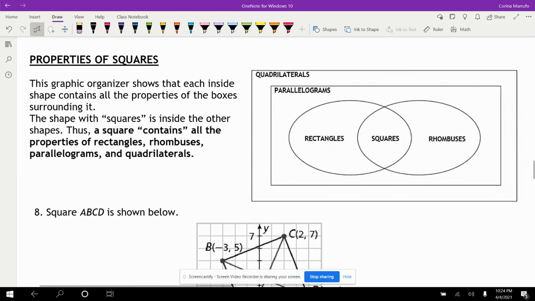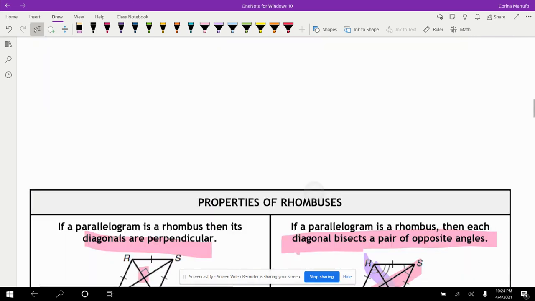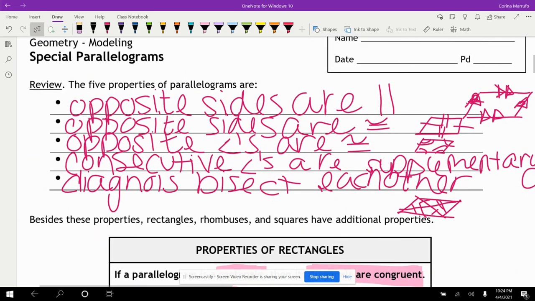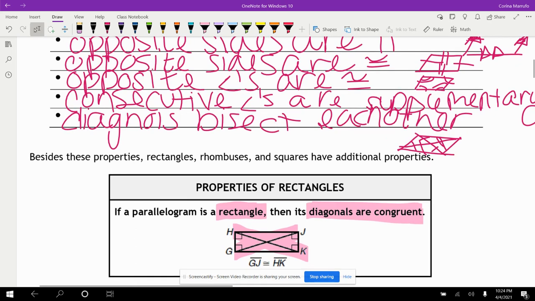Okay, the last, properties of squares. So properties of squares is going to have all the properties that we just learned. So not only is it going to have the first 5 properties that we learned here, that the opposite sides are parallel, the opposite sides are congruent, the opposite angles are congruent, the consecutive angles are supplementary, and the diagonals bisect each other. So those 5.